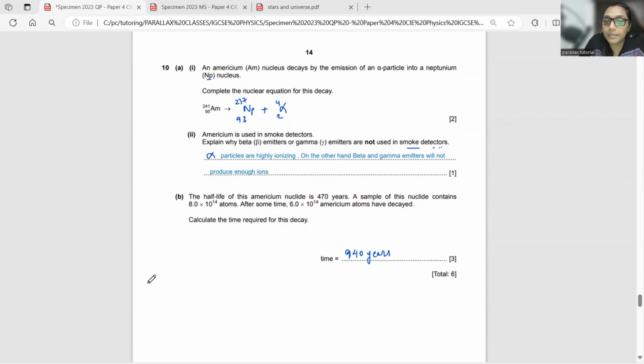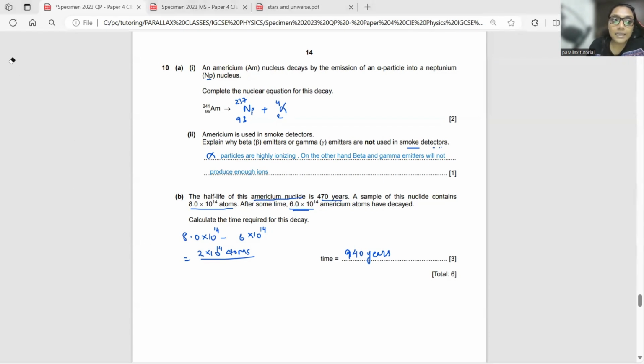The half-life of americium nuclide is given as 470 years. A sample of this nuclide contains these many atoms. After some time, these many americium atoms have decayed. That means these many americium atoms have already gone. So how many are we left with? We are left with 8 into 10 to the power 14 minus 6 into 10 to the power 14, which is 2 into 10 to the power 14 atoms left now in this americium nuclide, right?